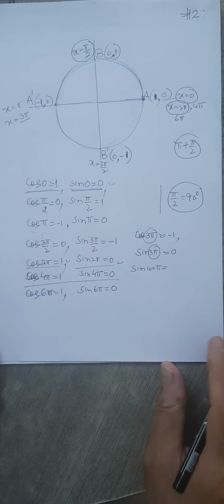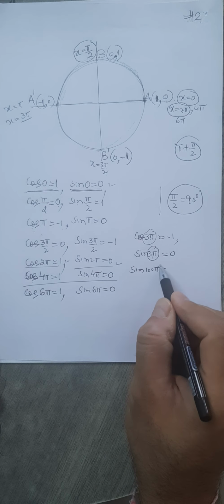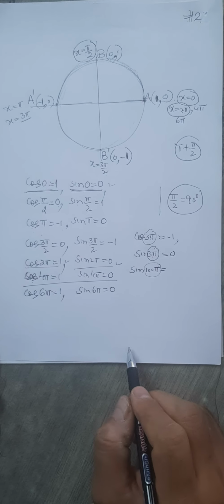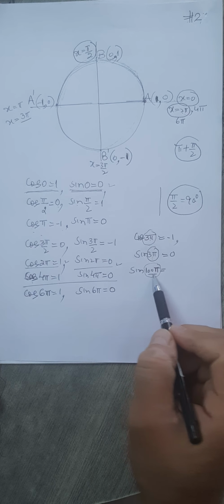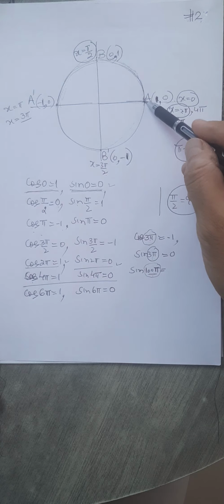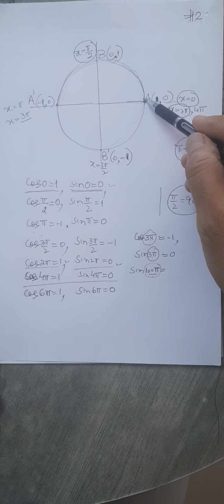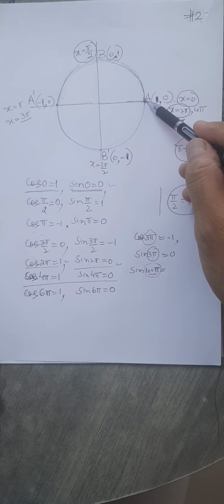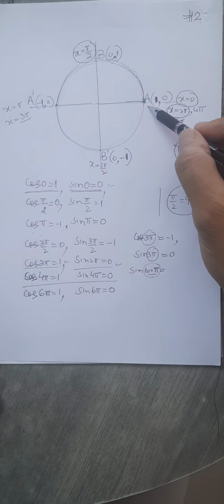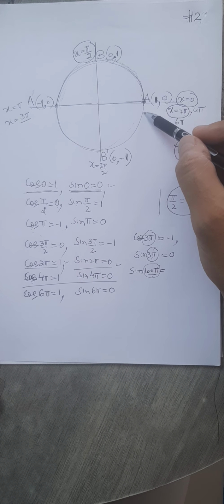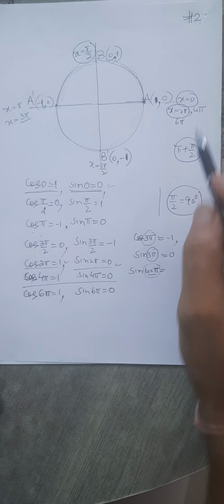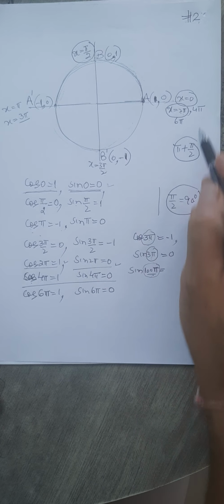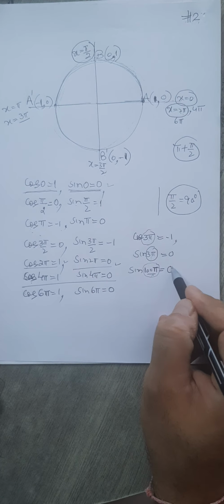Now the question is, where is arc length 100 pi on the unit circle? That's my question. Now 100 pi means double of 50 pi. One rotation means 2 pi, second rotation means 4 pi, third rotation means 6 pi. So how many rotations? 50 rotations. In which direction? Anti-clockwise direction. And you will reach here only. Sine represents which coordinate? Second coordinate. So sine 100 pi is 0.